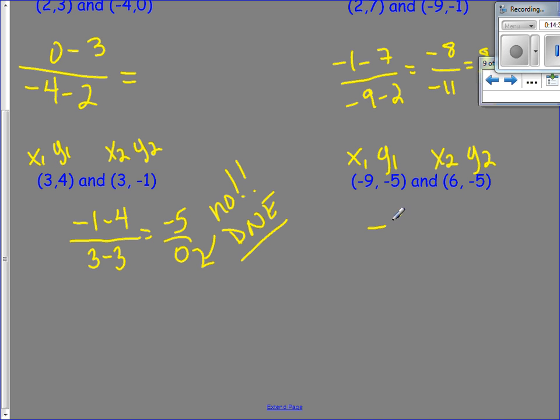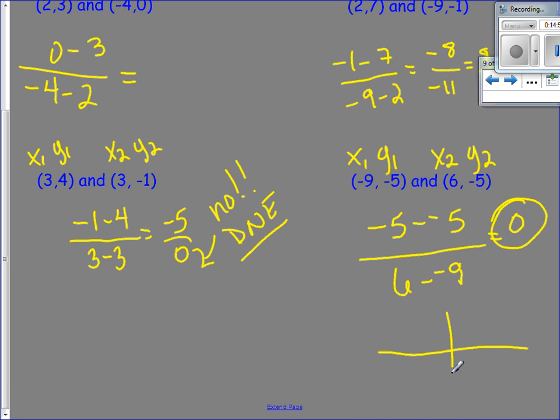So I have negative 5 minus a negative 5 over 6 minus a negative 9. What's negative 5 minus a negative 5? Zero. Anything divided by 0, I don't even have to do the denominator. If my numerator is 0, my slope is going to be 0. Remember, if we have a slope that's 0, it's that straight line all the way across. Slope equals 0. Does that make sense?